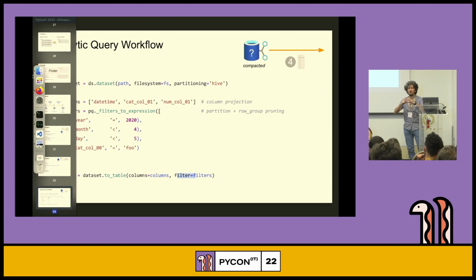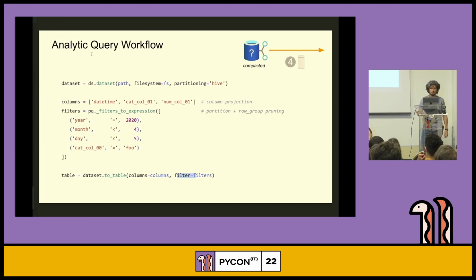Since we have statistics for each column, it can figure out whether a particular row group has the day 5 or not, and skip completely all the row groups that are not day less than 5. And the same for the categorical variable that needs to be foo in this case. On top of that, we skip also all the columns that we don't want. So we only read the 3 columns that we specify here. So this query is extremely efficient. We are going to only read the data that we need and bring it in memory.